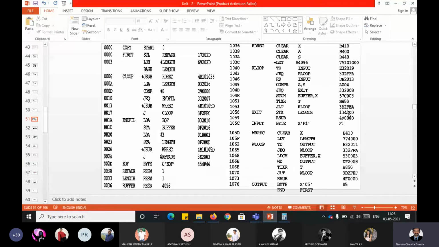is also STX length, and also STCH buffer comma X is a base relative instead of the PC relative, right? The same way, when you work on this LDT length, it will be the same, it is a base relative. So only you can observe you are getting 000. So instead of the PC mode, it is the base relative. In the same way with respect to LDCH buffer comma X as well, which is the base relative.